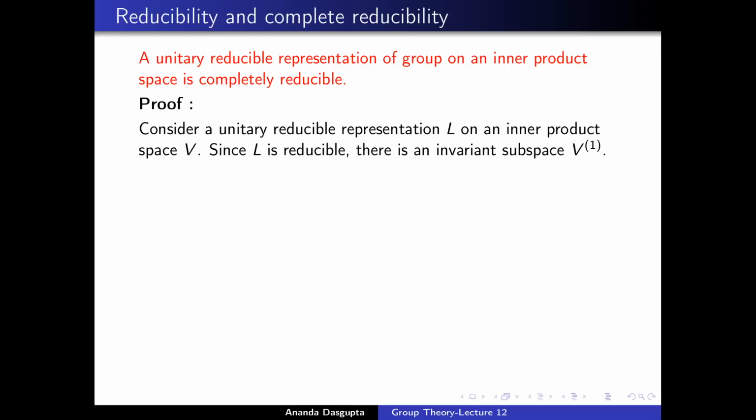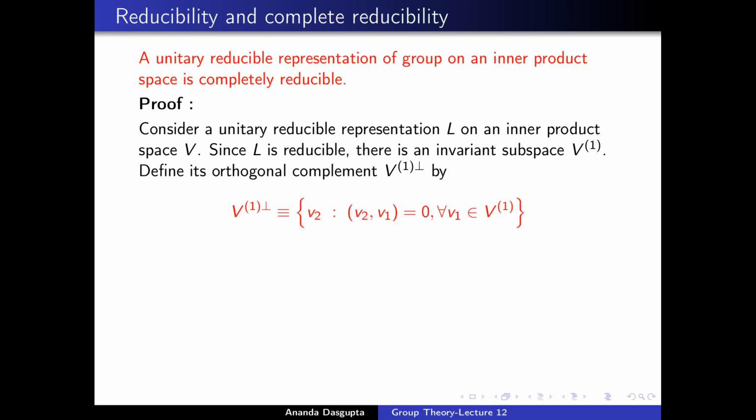This capital V1 is invariant under the action of capital L of G for each and every small g in capital G. Now what we do is we define an orthogonal complement of V1, call it V1 perpendicular, by the following definition. V1 perpendicular is a set of all vectors small v2 such that the inner product of v2 with v1 vanishes whenever v1 is a vector in capital V1.